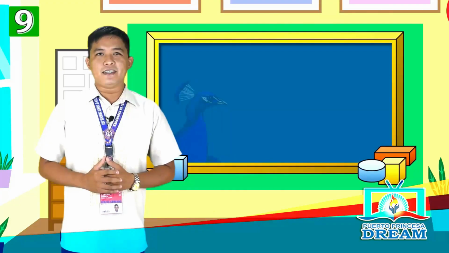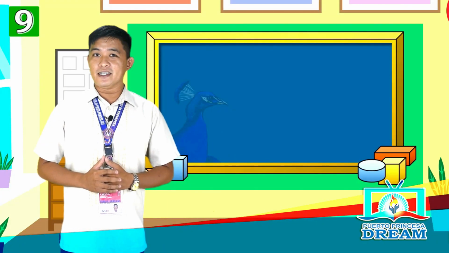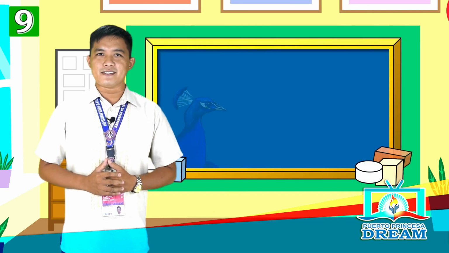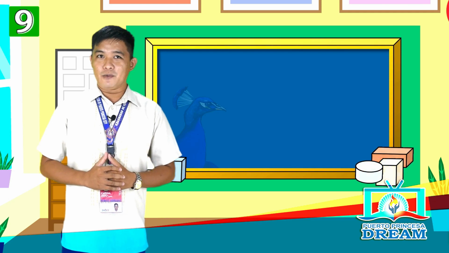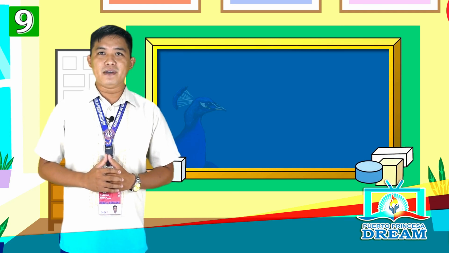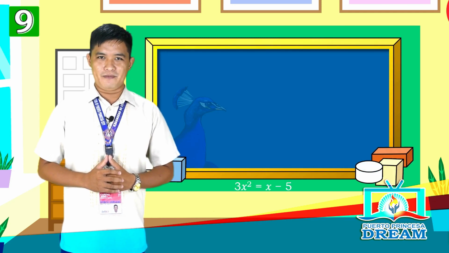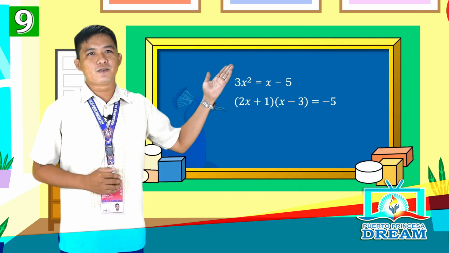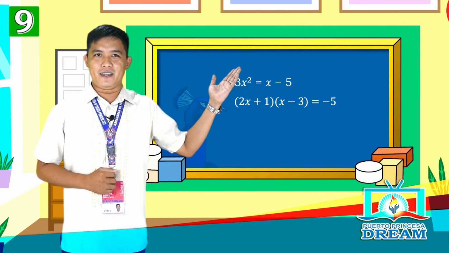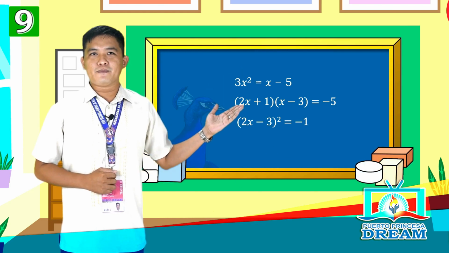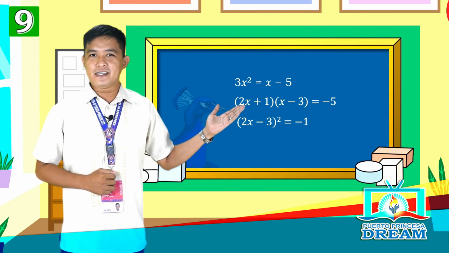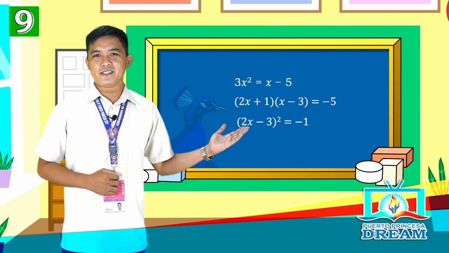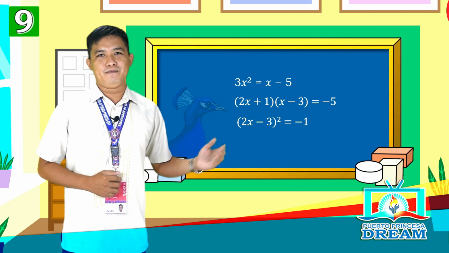There are cases that the quadratic equations are not written in its standard form. Yes, you heard me right. The equations not in standard form must be written in standard form. Here are some of the examples. 3x squared is equal to x minus 5. The quantity 2x plus 1 times x minus 3 is equal to negative 5. And the square of 2x minus 3 is equal to negative 1.